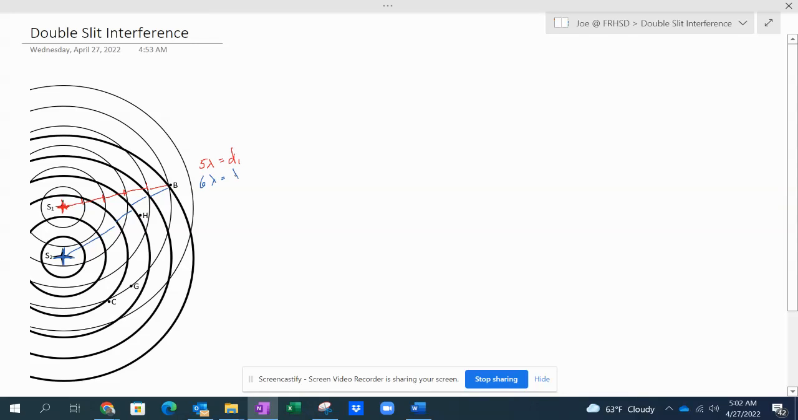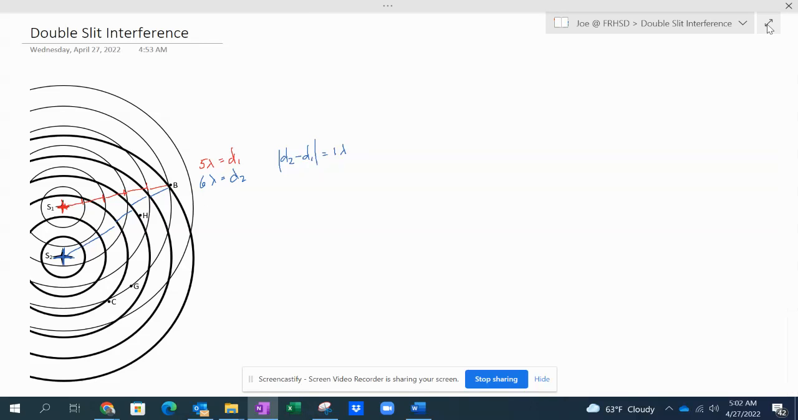Now, anytime you have constructive interference, the path difference between S1 and S2, essentially D2 minus D1, the absolute value of it is going to be a whole number of wavelengths, which is going to be important and relevant in the derivation in a little bit, but needs to be highlighted again here.